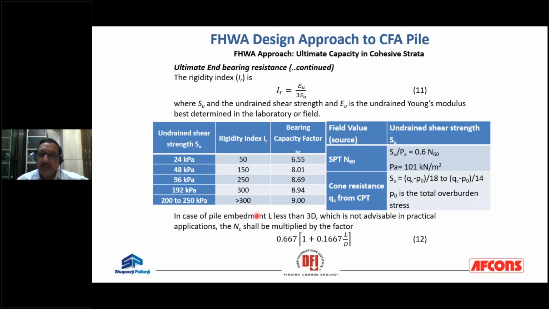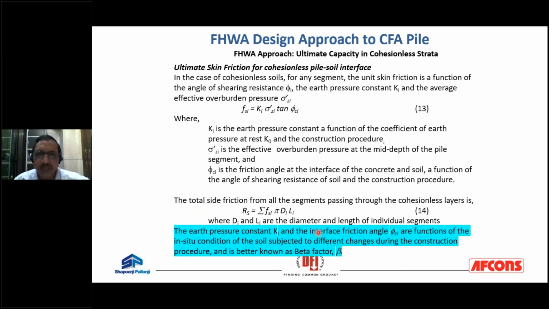Now, if you find that the embedment depth is less than 3D, then you have a choice. You have a reduction factor or a multiplying factor that you can apply for a reduction in the pile capacity. In fact, FHWA has been recommended in our proposal for carrying out the pile capacities for both the cohesive as well as the non-cohesive soils.